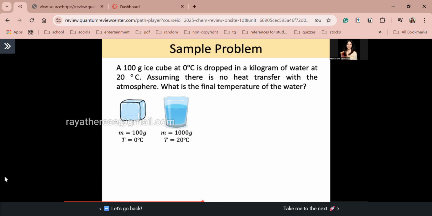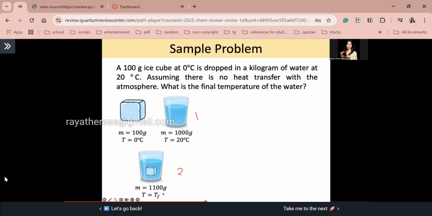Now, what if you mix the two? This will generate state 2. So in state 2, the two have been mixed. Okay? This is 1, this is 2. Here, we see the ice will melt in the glass of water. That's why we have a second state. Here, the total mass is equal to 1,100 grams. So, we just summed up ice and water.